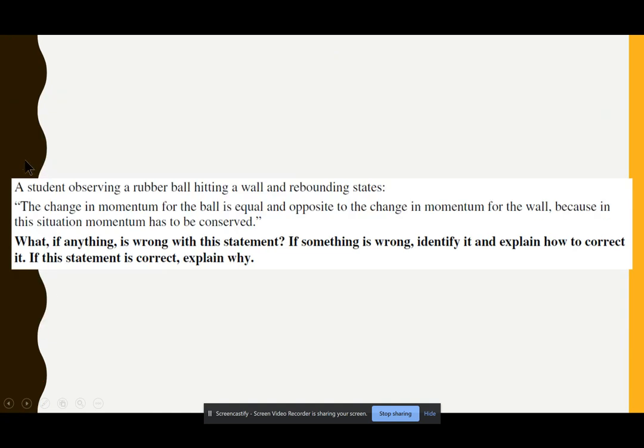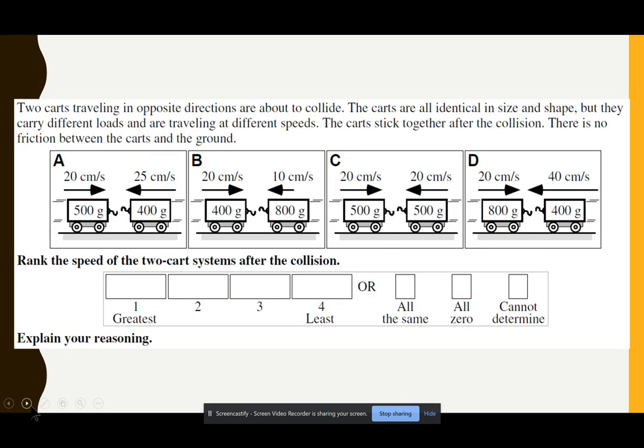A student observing a rubber ball hitting a wall and rebounding states, the change in momentum for the ball is equal and opposite to the change in momentum for the wall, because in this situation, momentum has to be conserved. So again, you have to think about your change in momentum is mass times change in velocity. The mass of the ball is not changing, so we have to think about what's changing. So hopefully that will help with that one. I think I should be almost done.